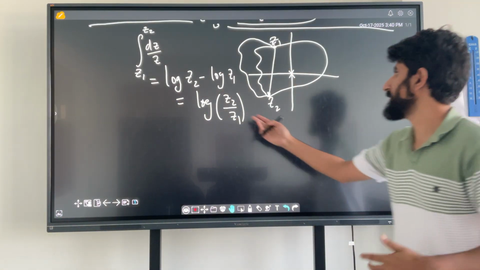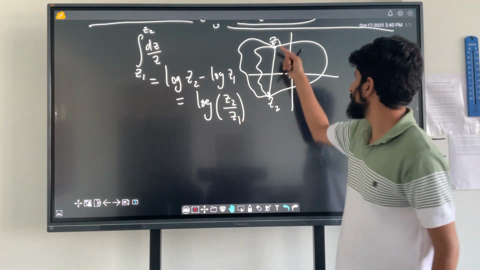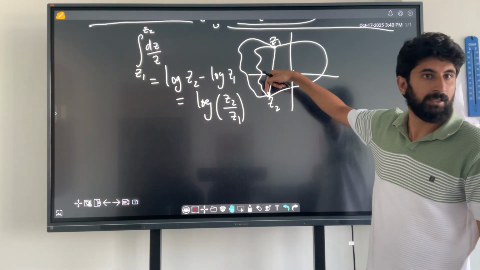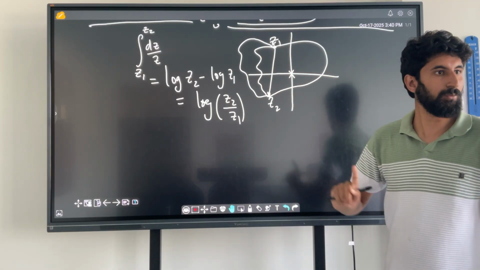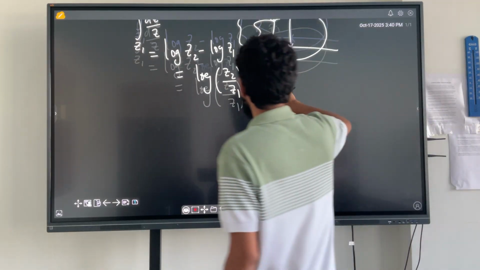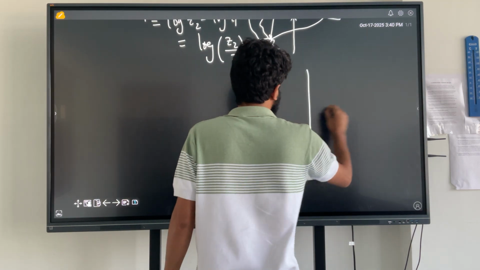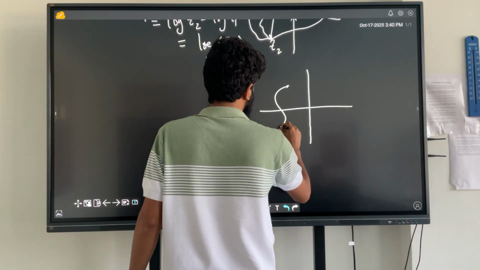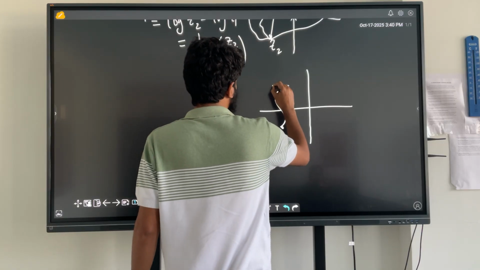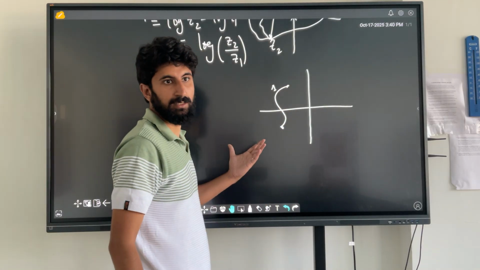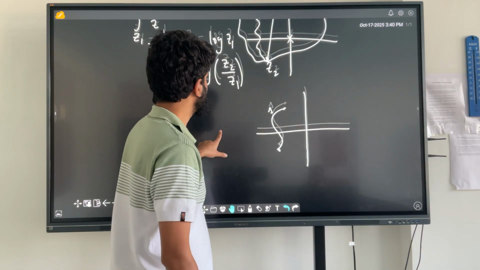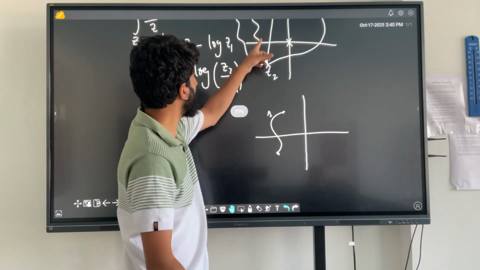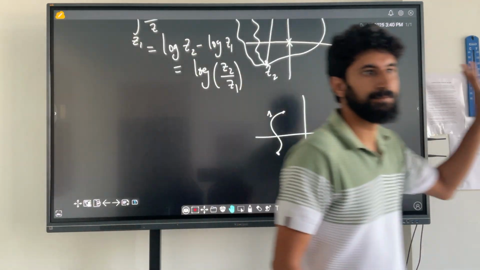Which curve should I associate this value with? Is it curves of this type, or curves of this type? Why? Because let's consider two curves which form a loop. Let's say I consider this curve, curve 1. Remember, all curves of type 1 will have the same value.